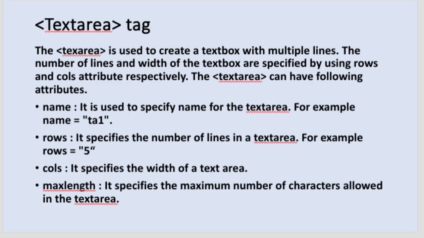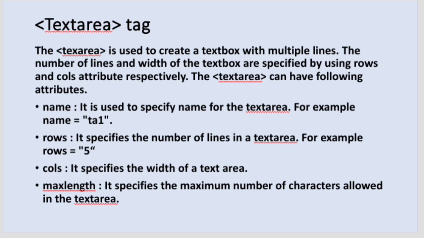So further we have the textarea tag. The textarea tag defines the area of a text box. The textarea is used to create a text box with multiple lines. The number of lines and width of the text box are specified by using the rows and cols attributes respectively. The textarea tag can have the following attributes.